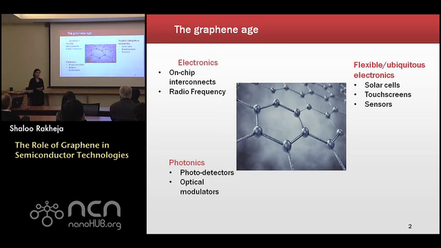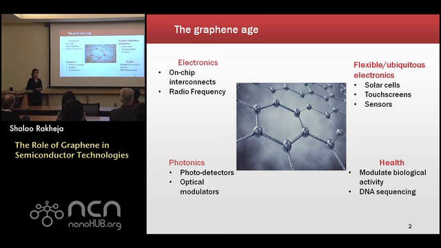And integrating graphene with silicon photonics is a very important research direction, and you can build active devices like photodetectors and optical modulators. And even for health purposes, you can actually attach a lot of chemical molecules on graphene and make it more or less soluble and guide it towards a specific therapeutic target. So graphene, as you see, has a lot of different kinds of applications. And in this talk, I will focus on electronics, which is on-chip interconnects and radio frequency circuits.